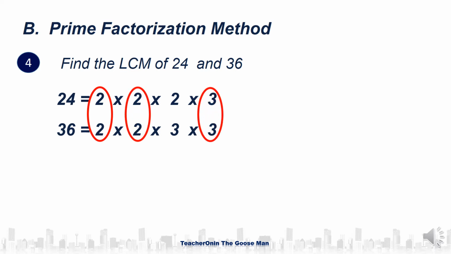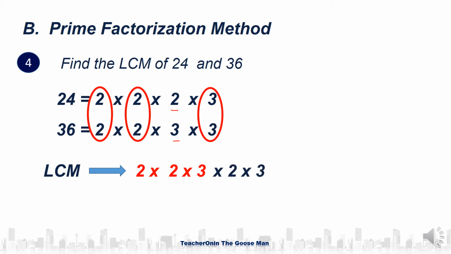So the LCM is actually, so that is the greatest common factor, 2 times 2 times 3, times the remaining factors. So what are the remaining factors here? The remaining factors are 2 and 3. So the LCM is actually 2 times 2 times 3 times 2 times 3, which is equal to 72.